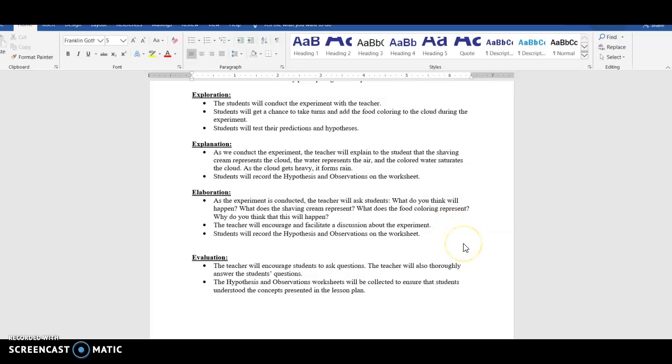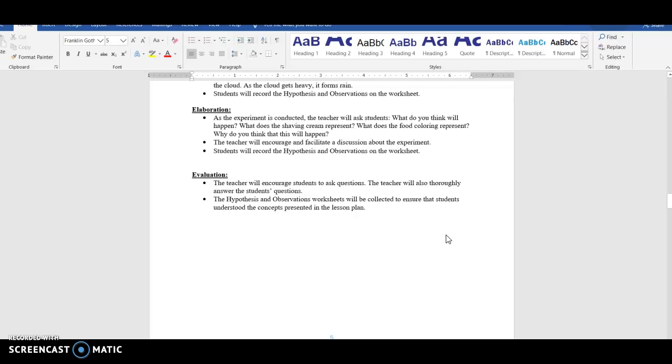Elaboration. As the experiment is conducted, the teacher will ask students, what do you think will happen? What does the shaving cream represent? What does the food coloring represent? Why do you think that this will happen? The teacher will encourage and facilitate a discussion about the experiment, and they will record their hypothesis and observations on the worksheet.